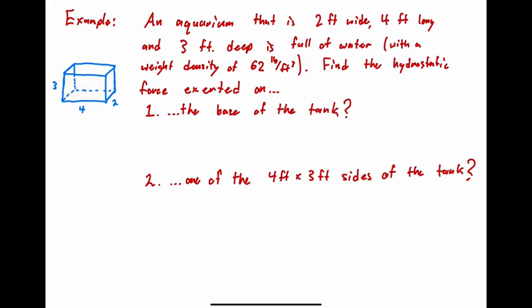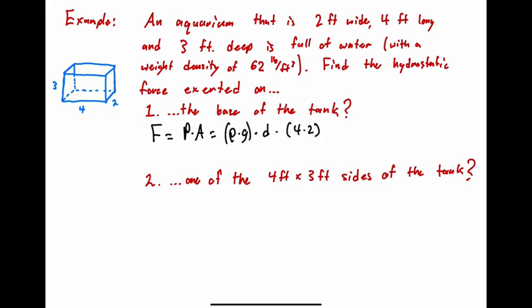So first of all, let's write down the formula for hydrostatic force. Again, this is different from weight. The force here is the force exerted by the water. Force equals pressure times area, and the formula for hydrostatic pressure is mass density times gravity times depth, and then we multiply by the area. Well, the area is literally just the area of the base of the tank. That's 4 feet by 2 feet. So area here is just 4 times 2.